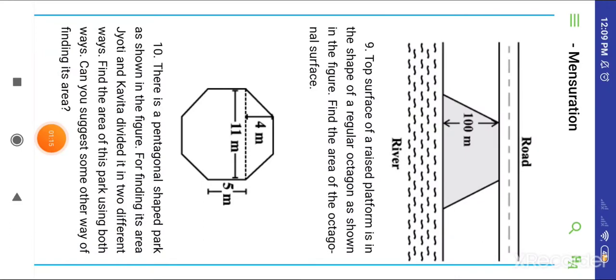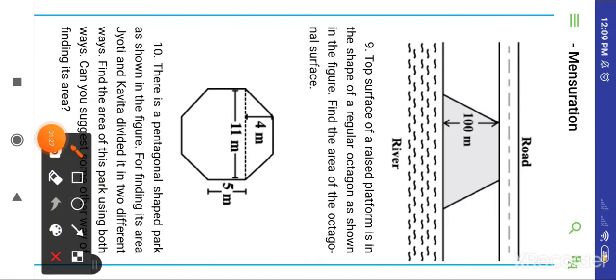The next question is question number 9. The top surface of a raised platform is in the shape of a regular octagon as shown in the figure. Find the area of the octagonal surface. First of all, we split this diagram into 3 parts. First, trapezium shaped. Second one is a rectangular region and third one is again trapezium shaped.